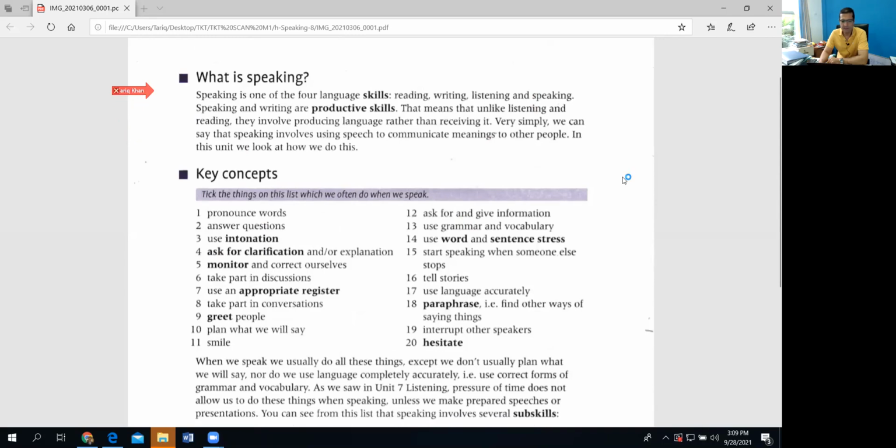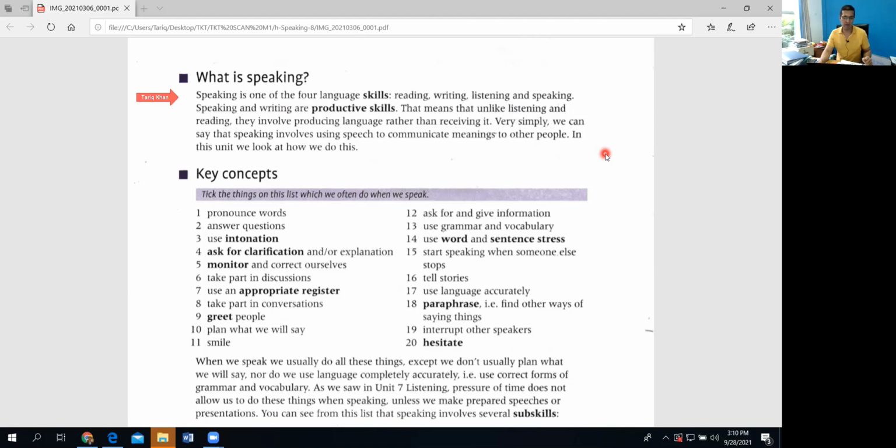Definition is all the same. Like you might have seen the definition in this way for all. Speaking is one of the 4 language skills: reading, writing, listening, and speaking. Speaking and writing are productive skills. On the other hand, reading and listening are receptive skills. That means that unlike listening and reading, they involve producing language rather than receiving it.